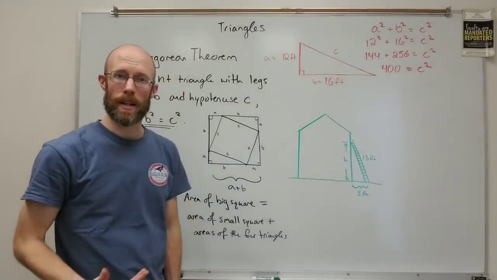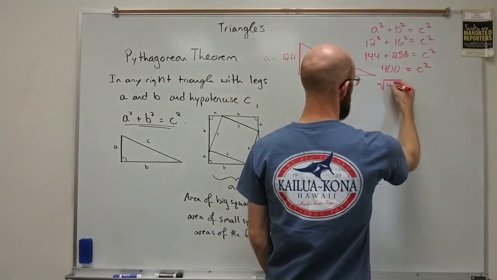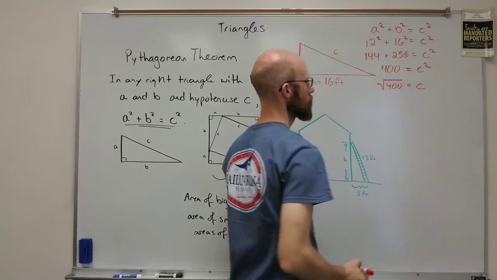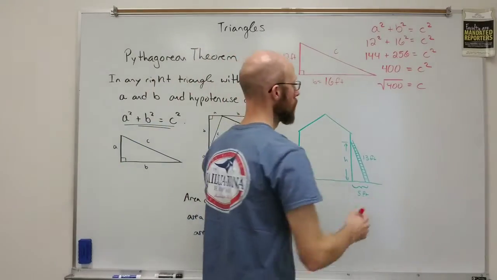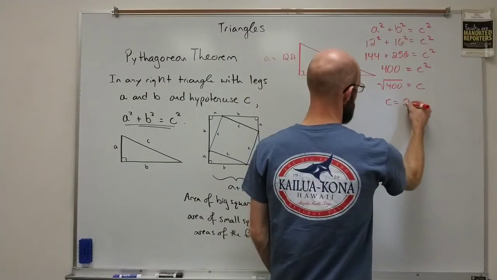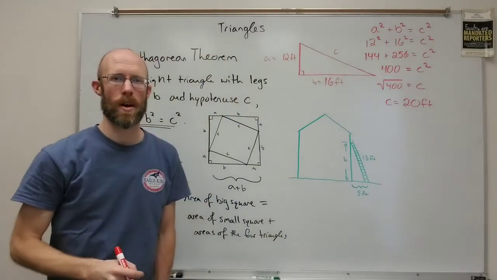And so I've got to take the square root of the 400 to figure out what c by itself must be equal to. And of course, the square root of 400 is 20. Right? So c is equal to 20 feet. So it's a 20-foot hypotenuse on that triangle.